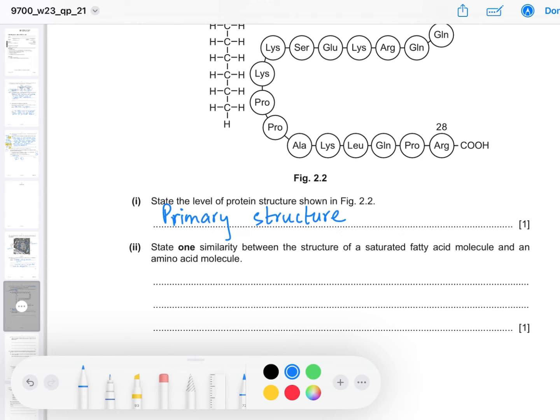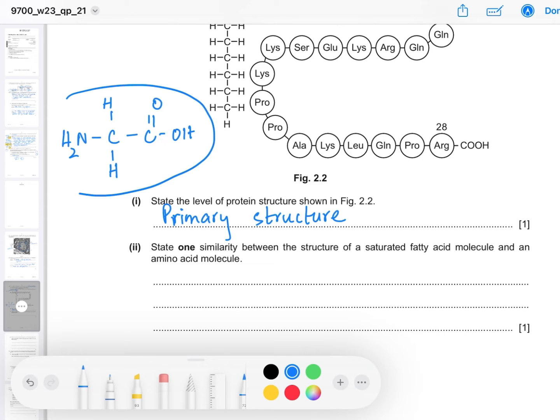Part 2, state one similarity between the structure of a saturated fatty acid molecule and an amino acid molecule. So an amino acid molecule essentially consists of a carboxylic acid group as well as an amine group, and then the central carbon atom is bonded to a hydrogen atom as well as an R group, which in the simplest form is a hydrogen atom. This could also be an alkyl group, for example CH3, a methyl group, and so on. So this is the basic amino acid structure.